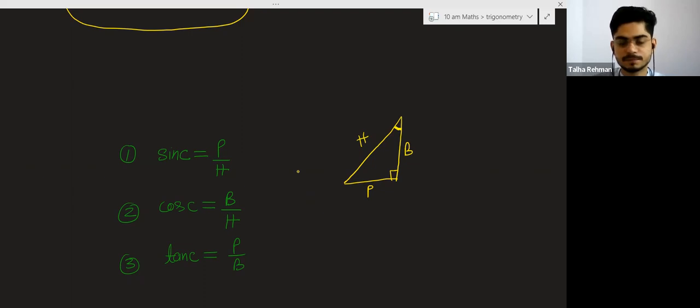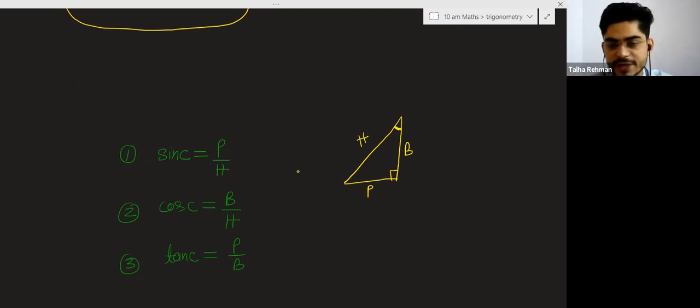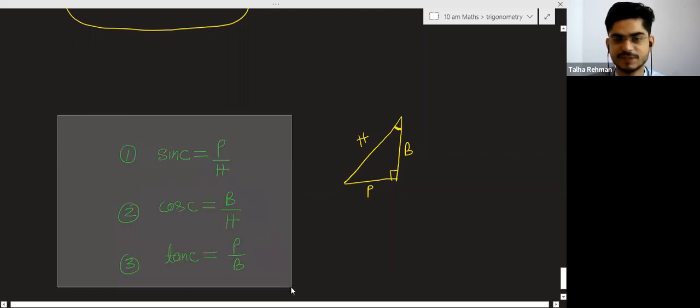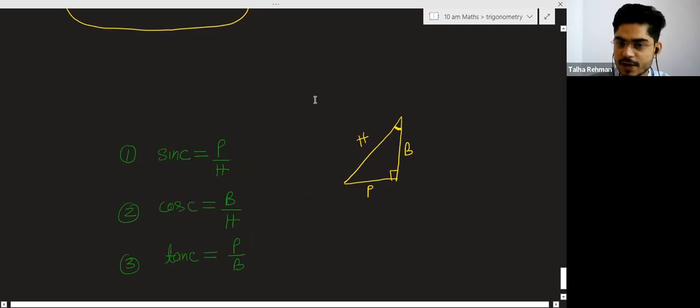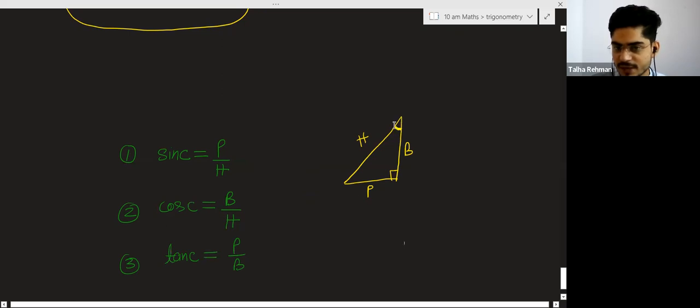Okay, Myra? Yes, sir. Okay, now you can leave, and before coming to the next class, please revise just these three formulas, and how to identify the base, perpendicular and hypotenuse. With respect to this angle, the opposite side will be the perpendicular, and opposite to this 90-degree angle is the hypotenuse.